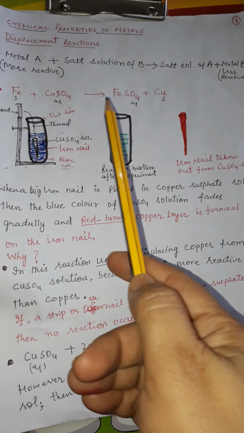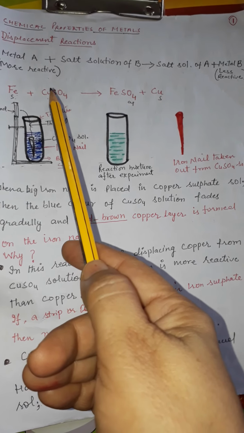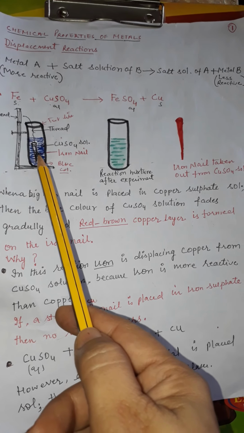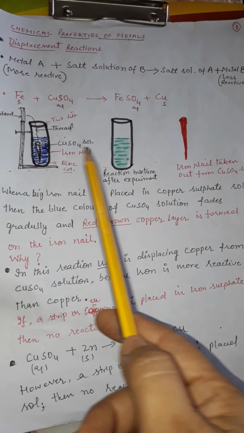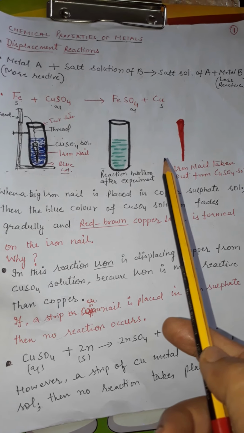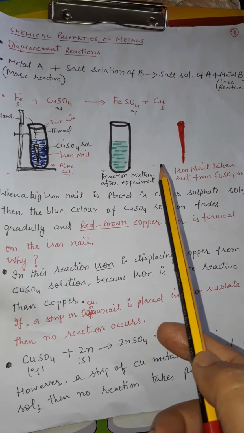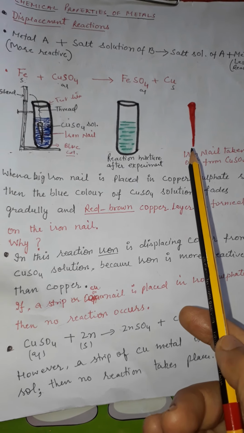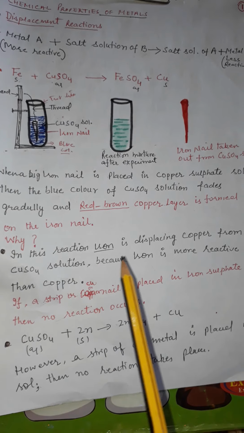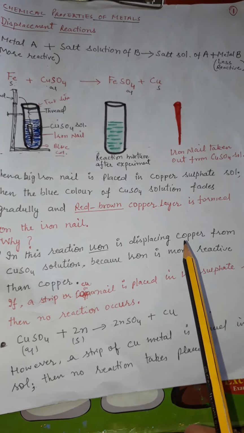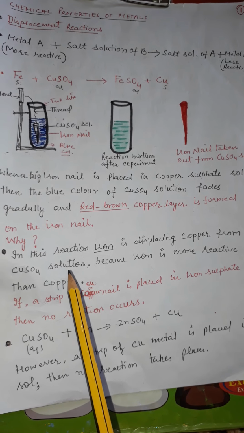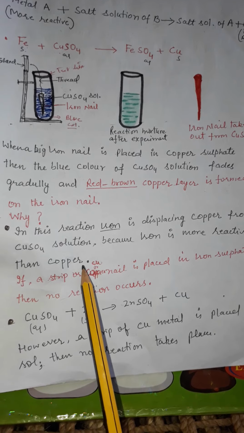And the color of copper, what is the color of copper? Reddish brown. This reddish brown color from this solution is deposited over the nail. So nail is having which color? Reddish brown. Now in this reaction iron is displacing copper from copper sulfate solution. Why? Because iron is more reactive than copper.